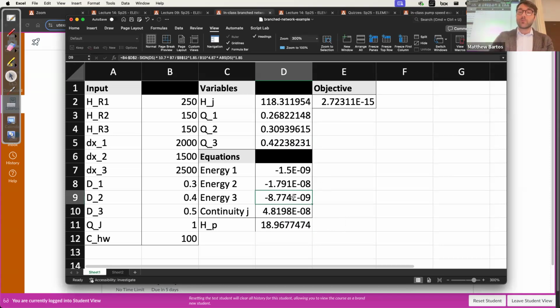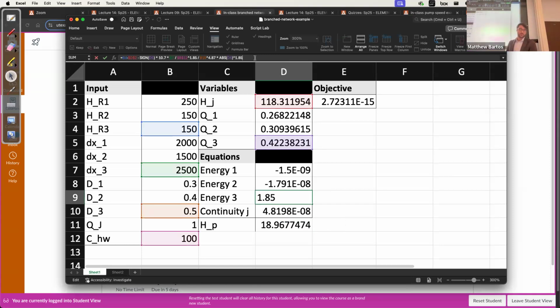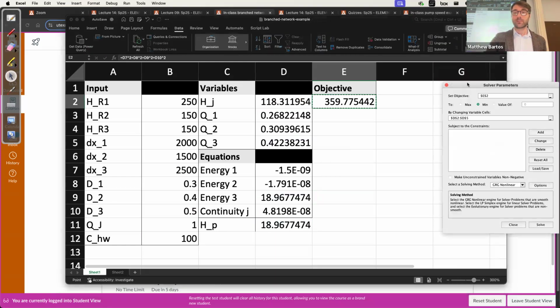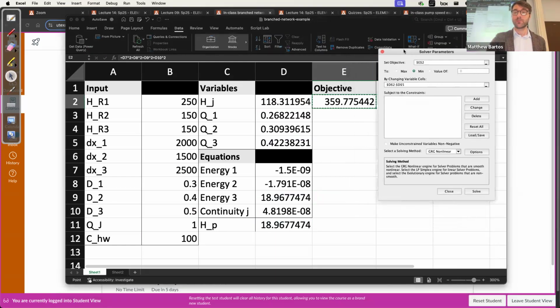And what we need to do is take our existing energy equation 3, and all we have to do now is add our pump head to this expression. So we're going to add this new cell for our pump head. Notice that our objective function no longer evaluates close to 0, so we have to run solver again. I'm going to go to solver, set objective E2, and minimize it by changing variable cells D2 through D5.